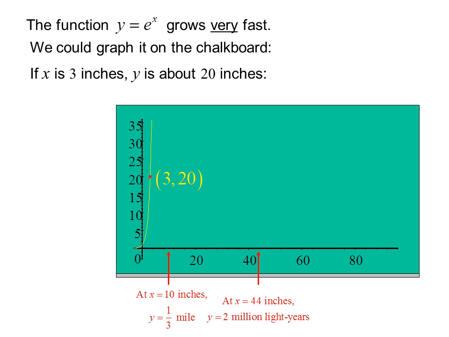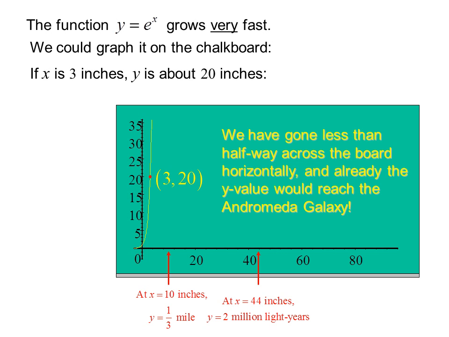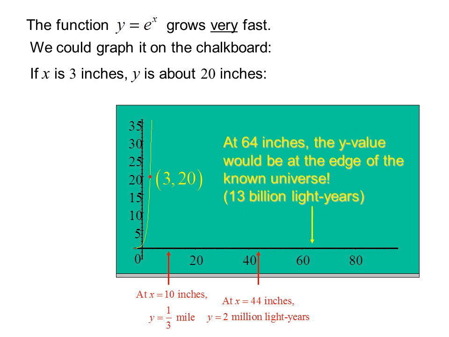At x equals 44 inches, y equals 2 million light years. We have gone less than halfway across the board horizontally, and already the y value would reach the Andromeda galaxy. At 64 inches, the y value would be at the edge of the known universe, 13 billion light years.